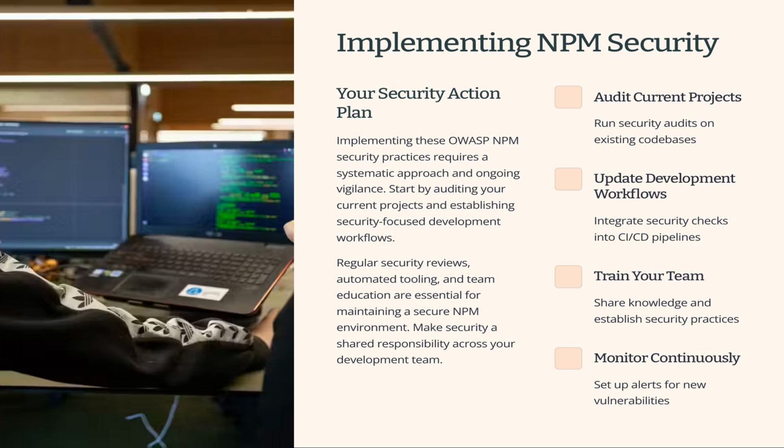As we transition from our previous discussion on protection strategies against typo squatting, let's focus on implementing NPM security through a comprehensive action plan. To effectively adopt OWASP NPM security practices, it's crucial to take a systematic approach paired with ongoing vigilance. Begin by auditing your current projects. This is the foundation of your security efforts. Establish security-focused development workflows that integrate checks at every stage of your process. Regular security reviews, coupled with automated tools, will help identify vulnerabilities swiftly.